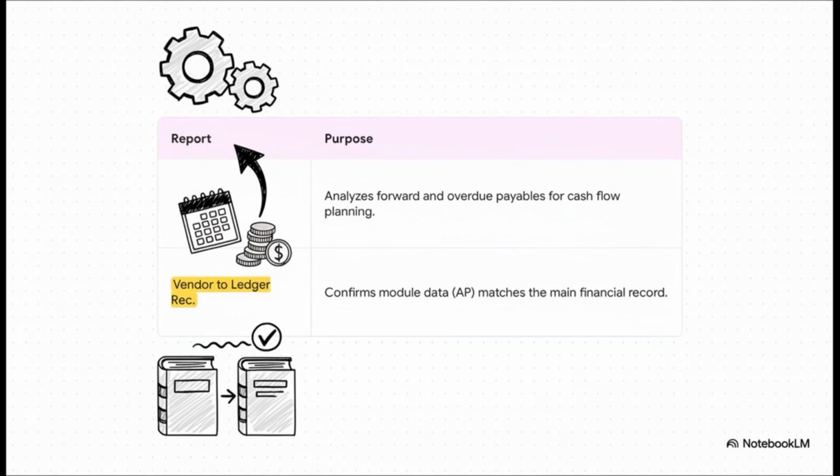The system gives you these incredible reports that act like a health check for your finances. The vendor-to-ledger reconciliation report, for example, is your rearview mirror. It looks backward and confirms that every single detail in AP perfectly matches the big picture in the general ledger. Then you have reports like the vendor aging report, which is your windshield. It lets you look forward to plan your cash needs and see what's coming up.